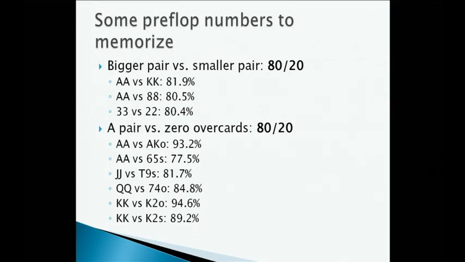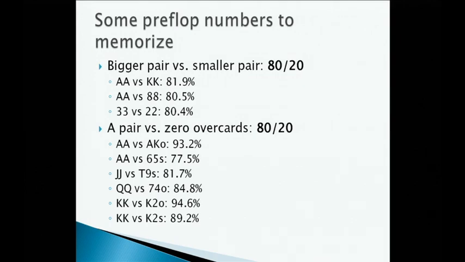And the edge dwindles a bit as you get to like 3-3 versus 2-2, because there's a higher chance both pairs will be counterfeited. Like the board can come 6-6, 7-7, 8 or something. And then pocket threes ties pocket deuces. Okay, and an equally good situation is one pair against zero overcards. So ace-ace against ace-king off is also a very good situation. You're actually 93% there because you dominate their ace. So there's very few ways for them to win.